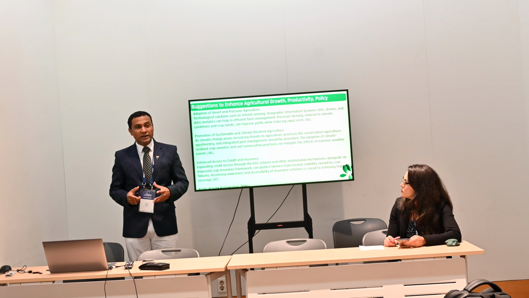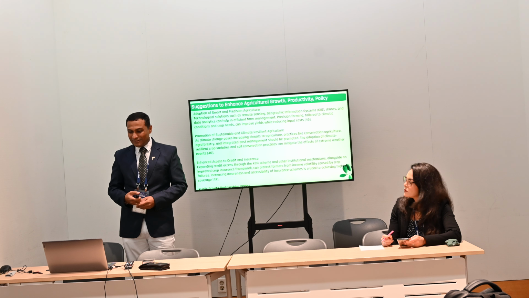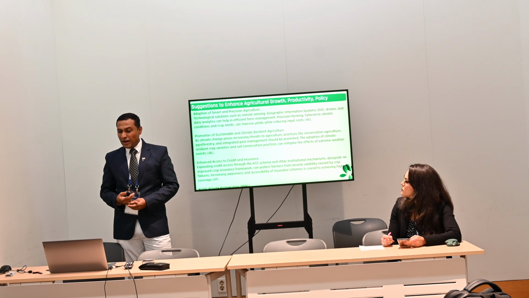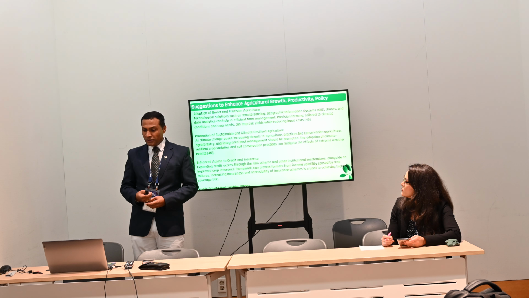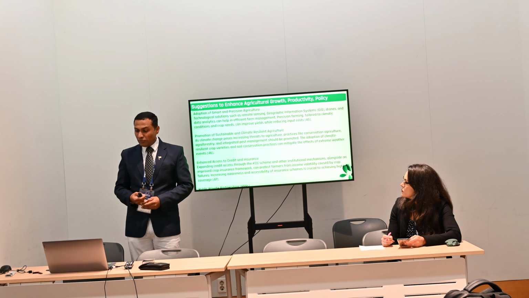Enhanced access to credit and insurance is a very important suggestion we are giving to the government, and we are hopeful that the government will implement it. Expanding credit access through KCC schemes and other institutional mechanisms, alongside an improved crop insurance framework, can protect farmers from income volatility caused by crop failures. Increasing awareness and accessibility of insurance schemes is crucial for achieving high coverage.